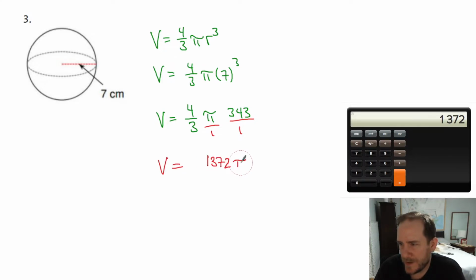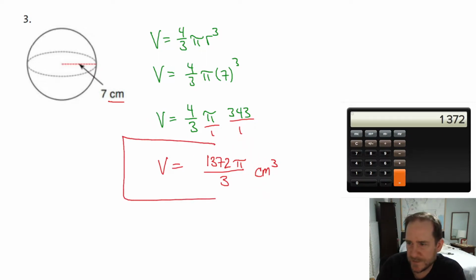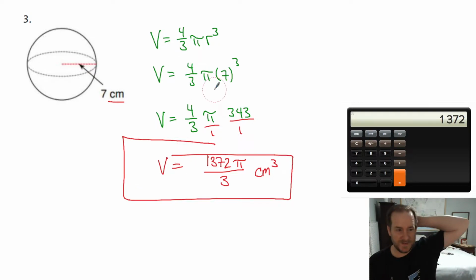That'll be times pi in the numerator, and we'll just keep a denominator of 3. Since dividing doesn't come out nicely, just don't divide and leave your answer as this fraction. And again, centimeters means that the volume is in cubic centimeters. And that's that one.